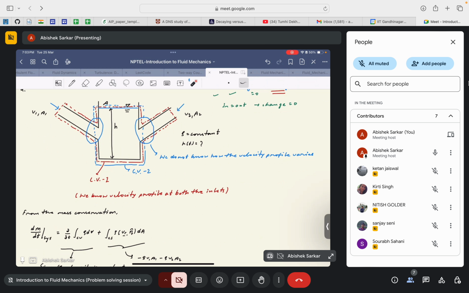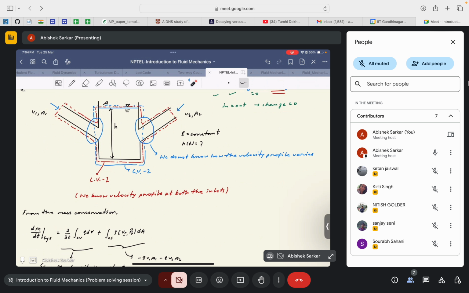And there was a very nice conclusion taken out from this discussion by Professor Chakraborty: we have to use a control volume such that we get most of the knowledge about the velocity profile, because the velocity profiles are already known to us in these particular inlets. Thus it's better to choose a control volume that contains knowledge of most of the velocities.